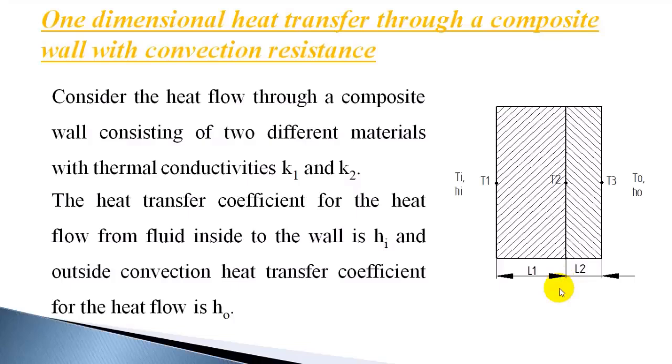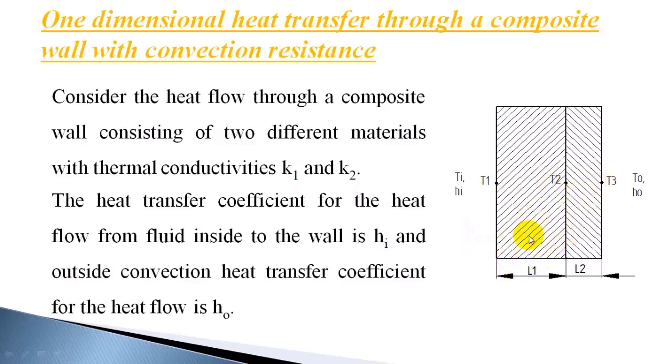of the wall. We already saw the heat conduction through a composite wall when inside and outside surface temperatures are known. So only two conduction resistances were involved, the conduction resistance through the first layer and the conduction resistance through the second layer. So you can find the heat transfer like T1 minus T3 divided by L1 by A K1 plus L2 by A K2.